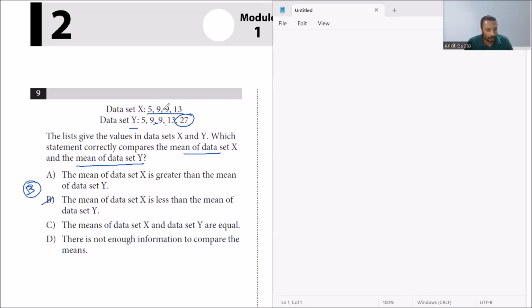You can still go ahead and solve the problem, and I'll give you some tips for solving for the mean. For data set X, there's a distance of 4 between these two terms, now again a distance of 4. That means the set is symmetric. So the mean will be the mean of the middle two values and will be equal to 9 itself. And you can use your calculator to find the mean of data set Y by adding all the values and dividing by 5, right? So you can do that.